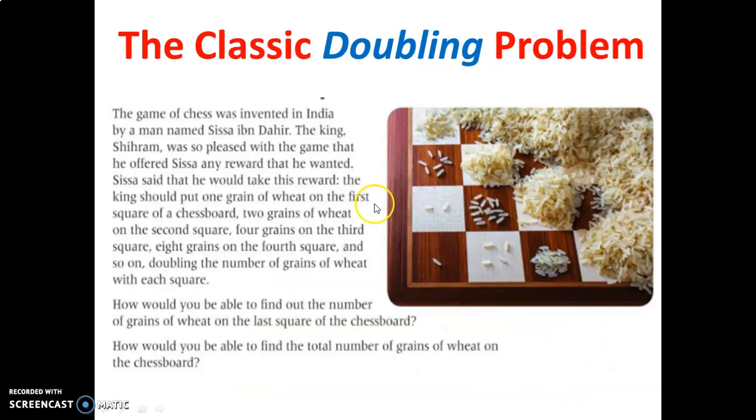This comes from a very classic problem called the doubling problem. Please pause the video now, read the doubling problem history here, and then answer the question: what's wrong with the image that's given when you read this description here?